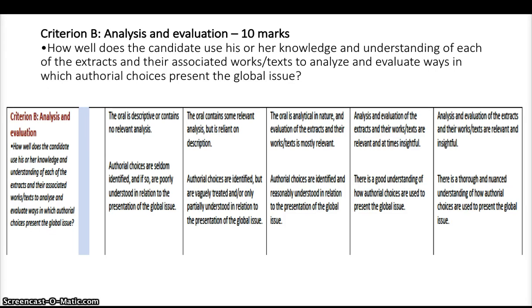This is focusing on literary conventions, specific things that the authors are doing. You need to go beyond just naming them. You need to show them. If you see a symbol in the text, show us exactly where it is, and then go on and say why that symbol is important in talking about the global issue.